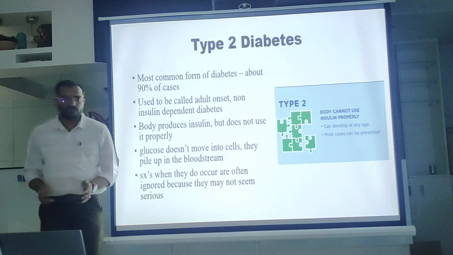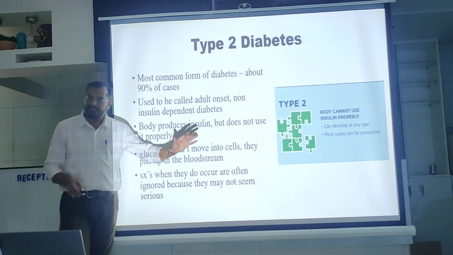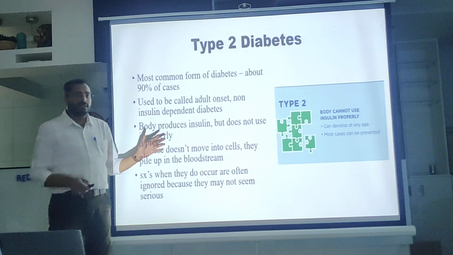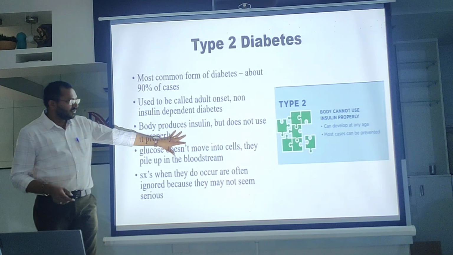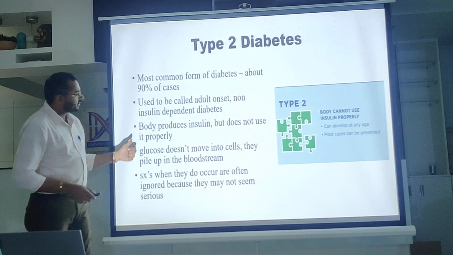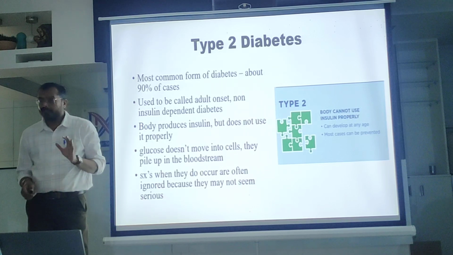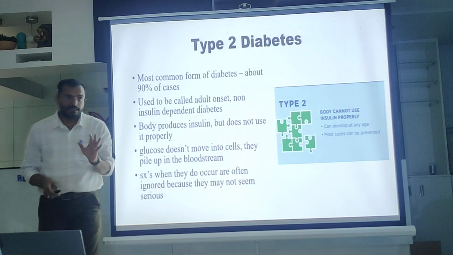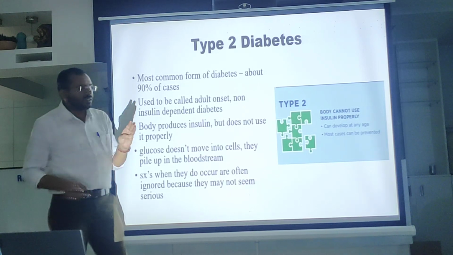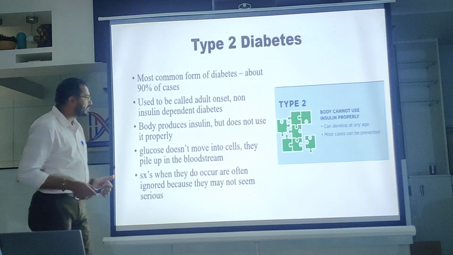It is called type 2 diabetes. We have seen that 5% of cases are type 1 diabetes. But this is very important: most diabetic persons, 90% of the cases, are type 2 diabetes, and the ratio is very high. Nowadays, 1 out of 3 people you find has persistent hyperglycemia. So that is type 2 diabetes.